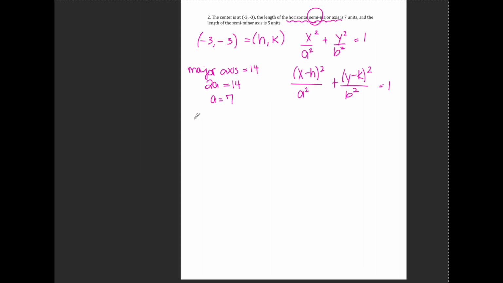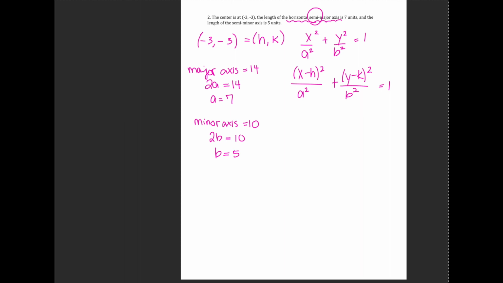They also tell me that the semi-minor axis is 5 units, which means the whole minor axis is 10 units. I know that the minor axis is equal to 2b, so that means b is equal to 5. And I can see in these two equations now that if they give me the length of the semi-minor or the length of the semi-major, that's going to give me the b value and the a value automatically.